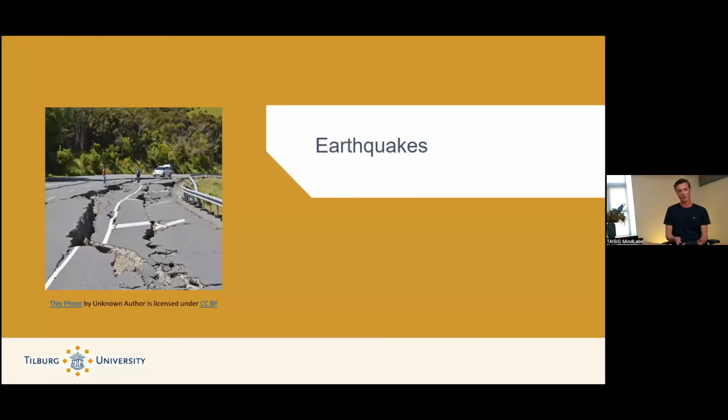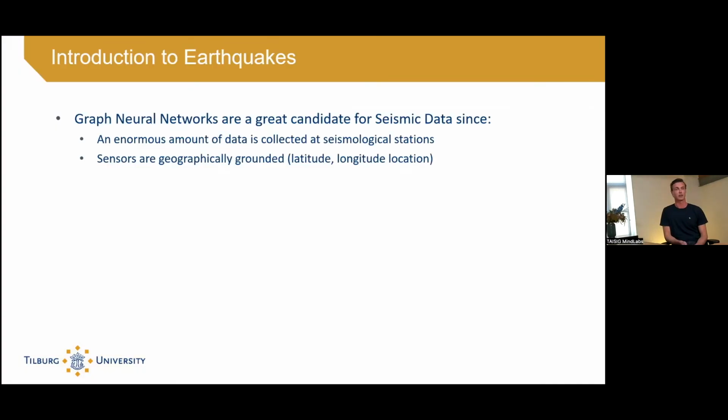So this was a small introduction into graph neural network research. Now I'll talk a bit more about what kind of research I'm doing with these techniques. And this is applied on earthquake data. Earthquakes are actually a really great candidate for doing graph neural network research because there's an enormous amount of data already gathered at these seismological stations for over 50 or 60 years. And these sensors are geographically grounded. So we know the latitude and longitude information.